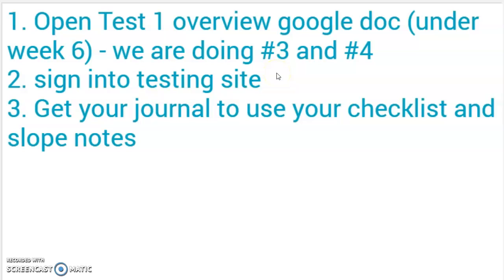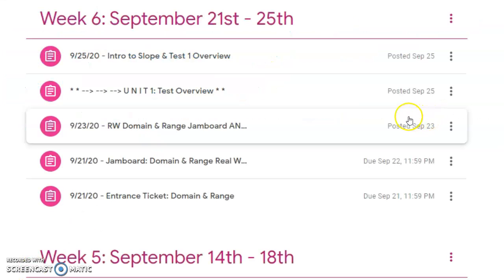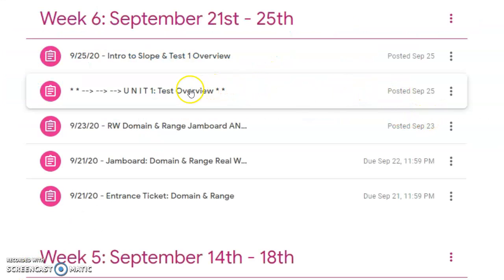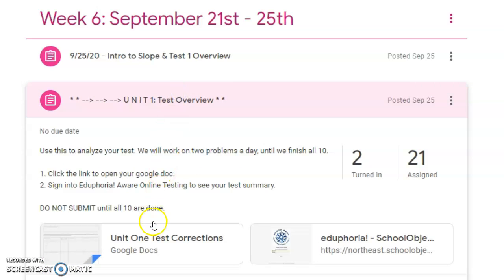And also get your journal so that way you can use your checklist from last class and the slope notes that we took. Okay, I just wanted to show you in Google Classroom to remind you that under week 6, the Unit 1 test overview is there. That's where the Google Doc test corrections will be and the website to sign into the testing.